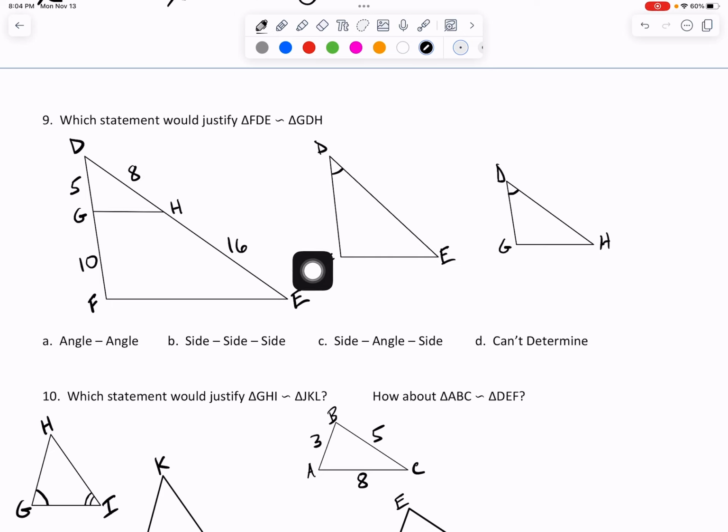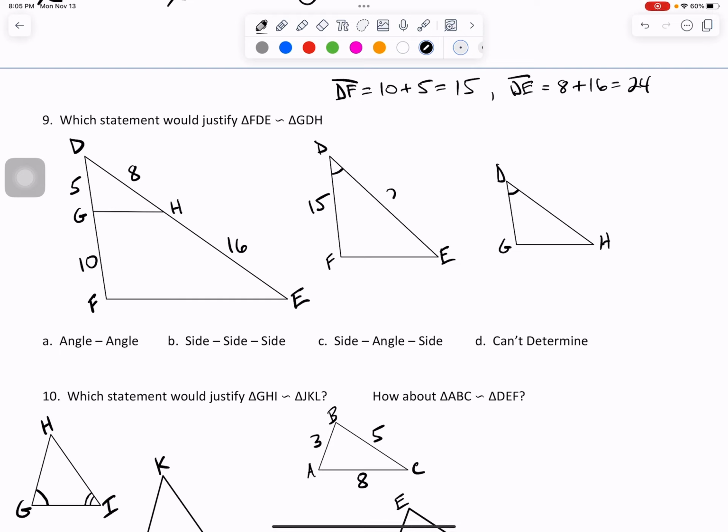Now we have D to F. D to F is, whoa, it's 5 plus 10, giving us 15. So D to F is an entire 15. I know in class we did DF equals 10 plus 5, which equals 15. So just a note in case you do forget that. That's all. And then from D to E, all right, we have exactly. Guys, great job. Way to learn. Way to put it together. DE equals 8 plus 16, which equals 24. Wonderful job. Then we have GD, which is a 5. And DH is an 8.